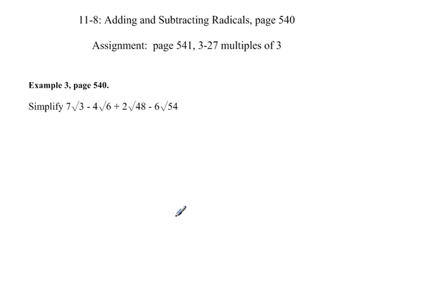Next example is on page 540 as well. Example 3. You've got 7 times the square root of 3 minus 4 times the square root of 6 plus 2 times the square root of 48 minus 6 times the square root of 54. Now the purpose of this example is to show that you have to break down this 48 and this 54 before you can combine any terms. They're not combinable as they sit, but they're not simplified either. So you need to simplify these.